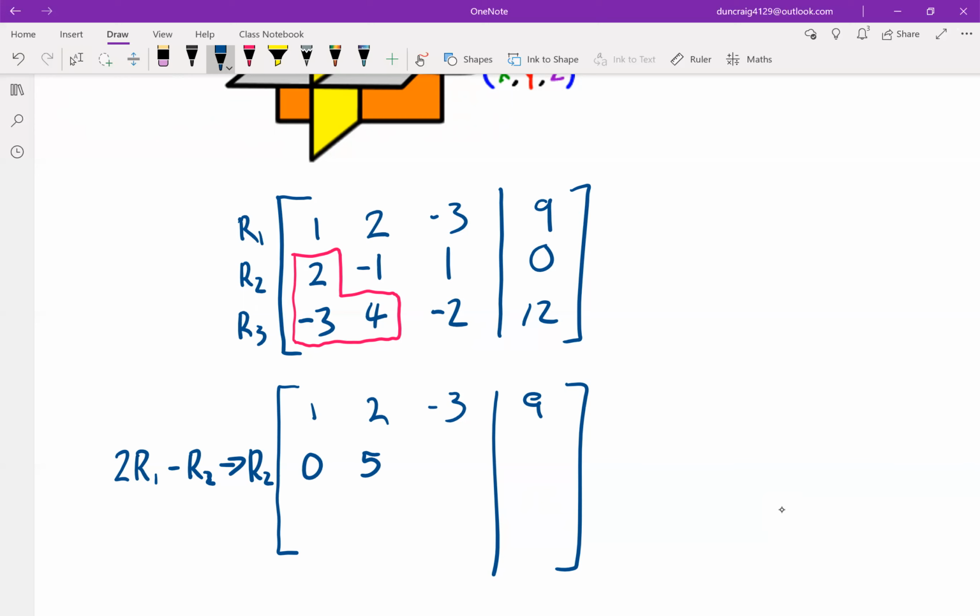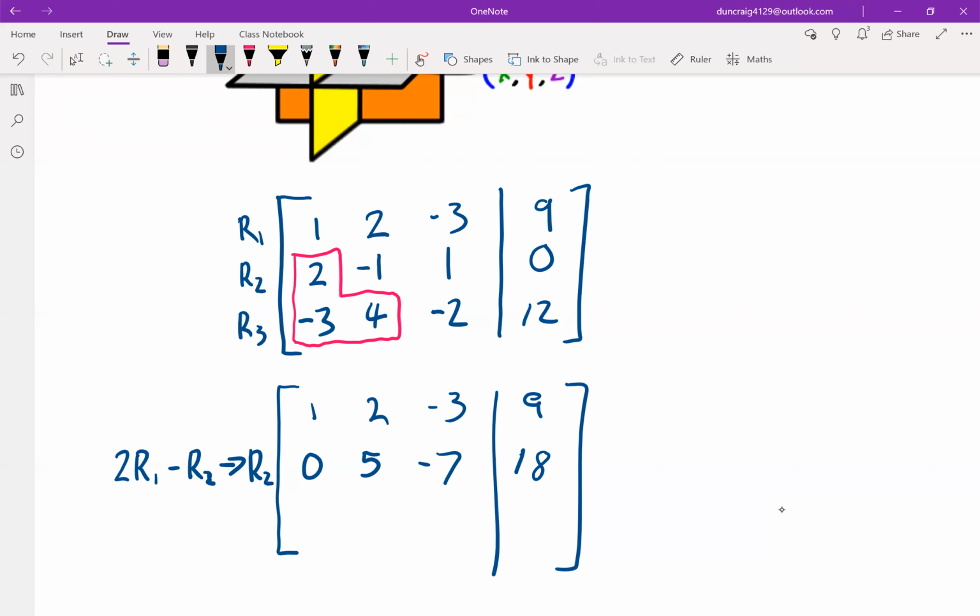2 times -3 is -6. -6 take 1 is -7. 2 times 9 is 18. 18 take 0 is 18. So there what we've done is we've eliminated, we've made a 0 there. And now we want to make a 0 in here and change that -3 into a 0.